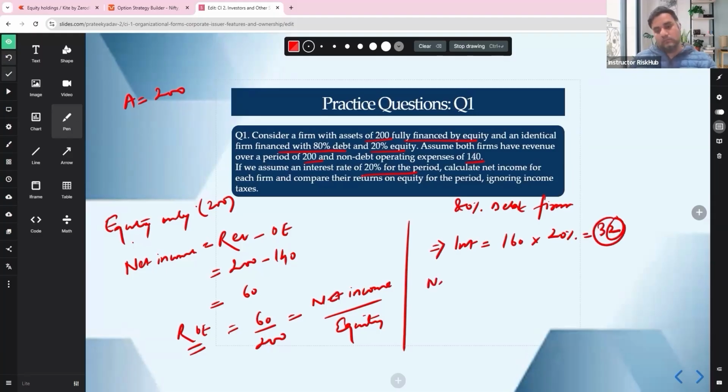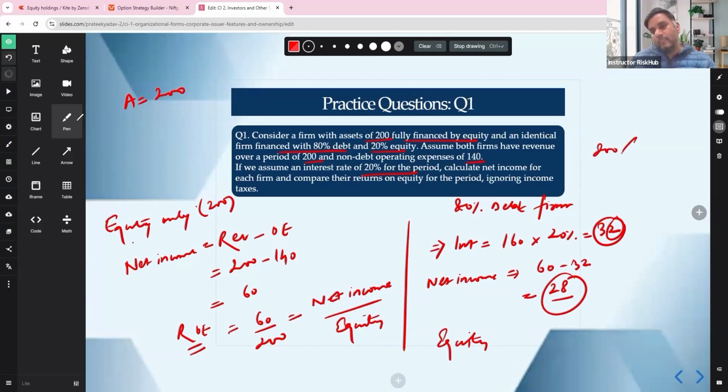Okay. Net income is equal to 60, which you got as revenue minus operating expense. Net income you got, minus you have to do your 32 also, this interest also. So you get 28. But the point here is, what is the equity here? See, 80% is debt finance, right? So out of 200, 160 was debt, 40 was equity. So what is it? 28 by 40, which is 70%.